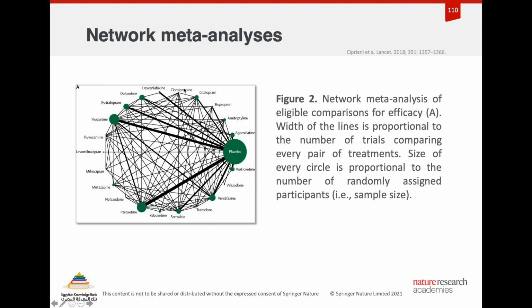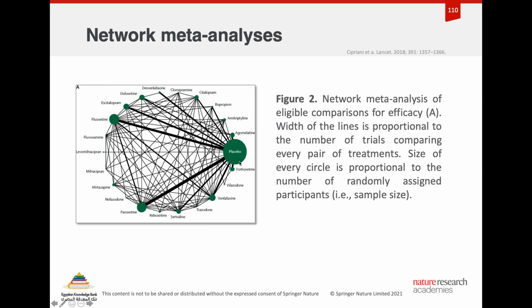And the size of these circles tell you about the sample size, so in terms of the number of participants enrolled. So of course, placebo would have the most because everyone's comparing with placebo, but you can see then some of these others, the more popular antidepressants, are going to be much larger sample sizes than the others. So this is often how a network analysis is going to be presented to try to look at those interactions.